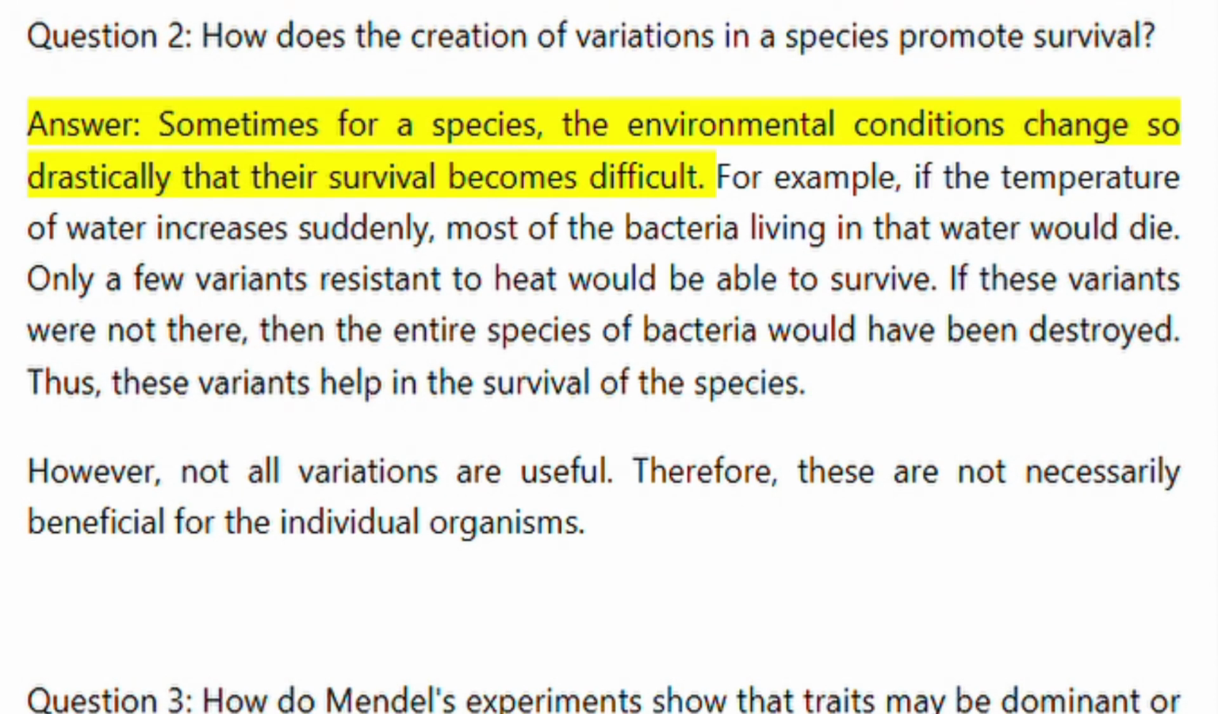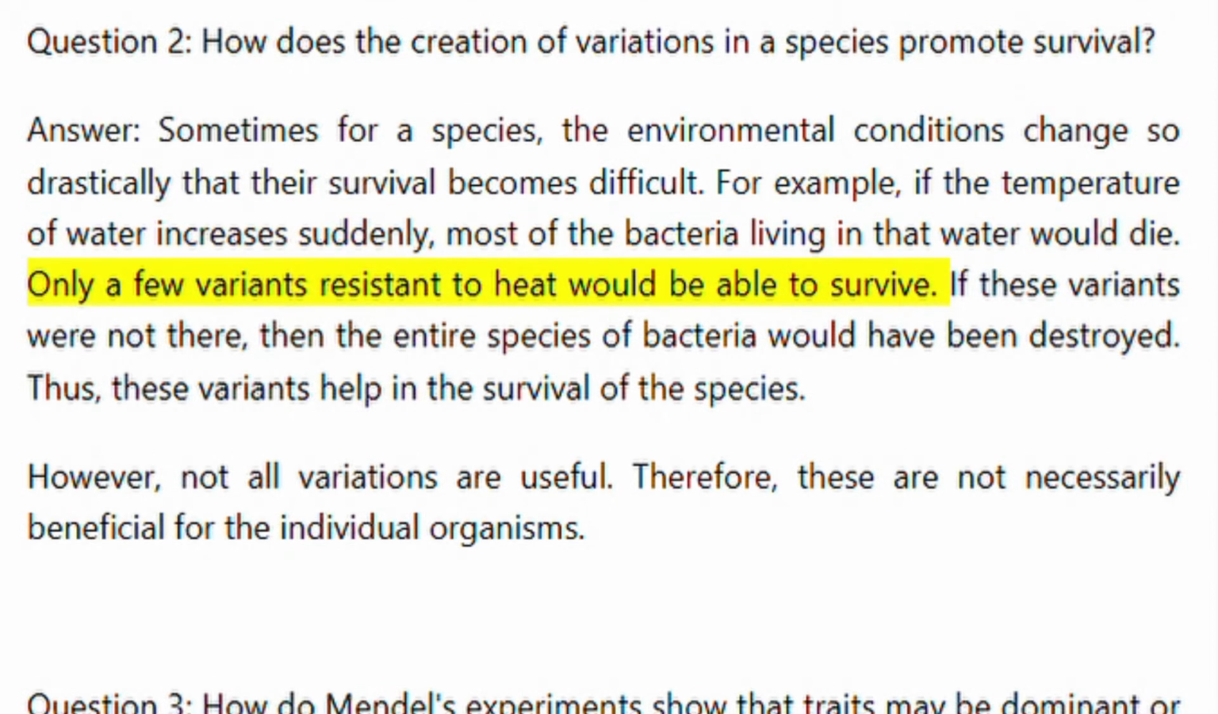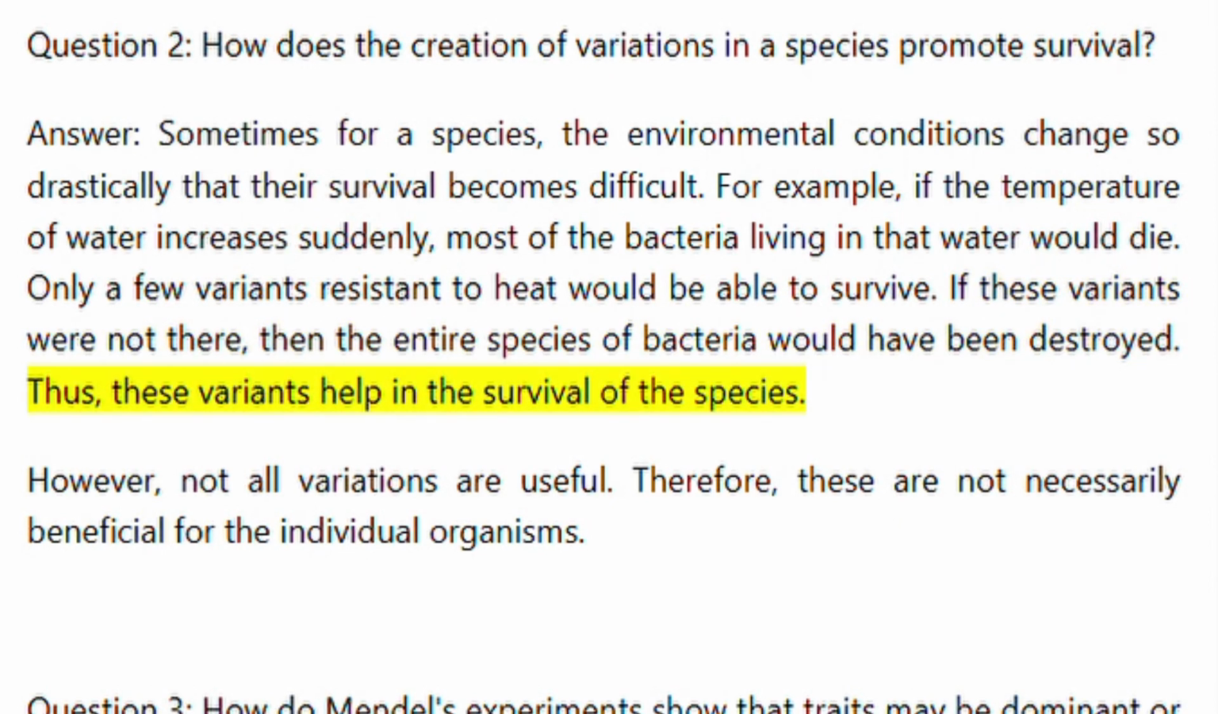Answer. Sometimes for a species, the environmental conditions change so drastically that their survival becomes difficult. For example, if the temperature of water increases suddenly, most of the bacteria living in that water would die. Only a few variants resistant to heat would be able to survive. If these variants were not there, then the entire species of bacteria would have been destroyed. Thus, these variants help in the survival of the species.